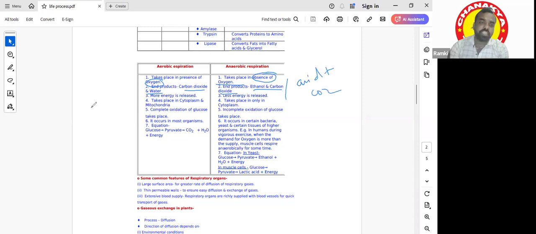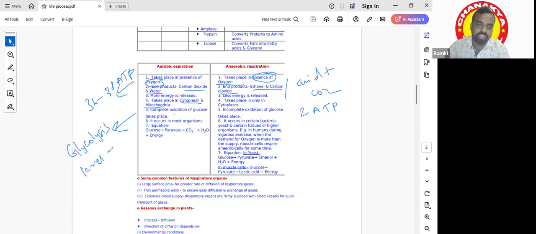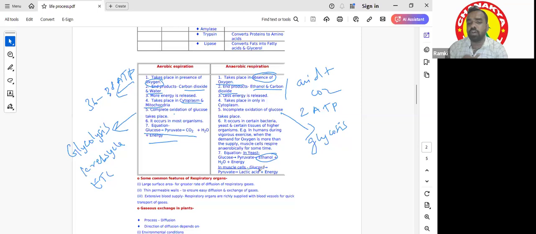In aerobic respiration, nearly 36 to 38 ATPs are released. But in anaerobic respiration, only 2 ATP are released. It takes place in the cytoplasm and mitochondria. In aerobic respiration, three processes take place: glycolysis, Krebs cycle, and electron transport chain. But here only one process, glycolysis alone, takes place. Glucose is converted into pyruvate and energy is produced. In yeast, glucose is converted into ethanol. In muscle cells, glucose is converted into lactic acid.